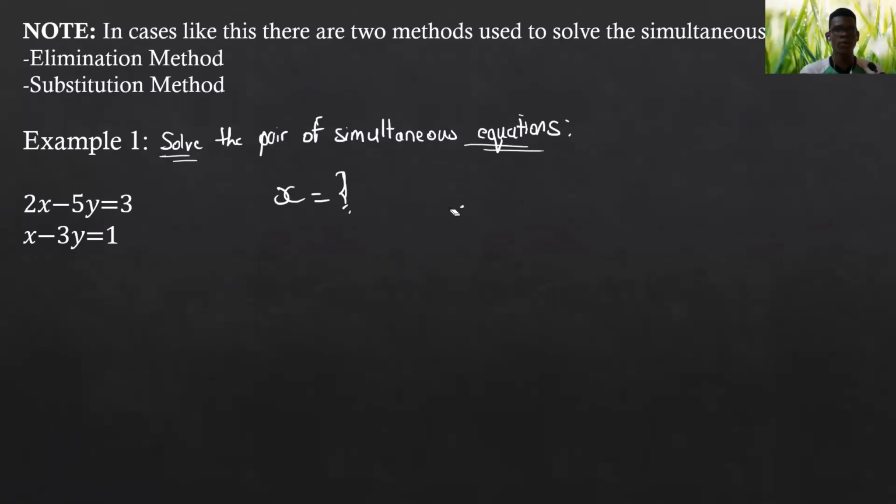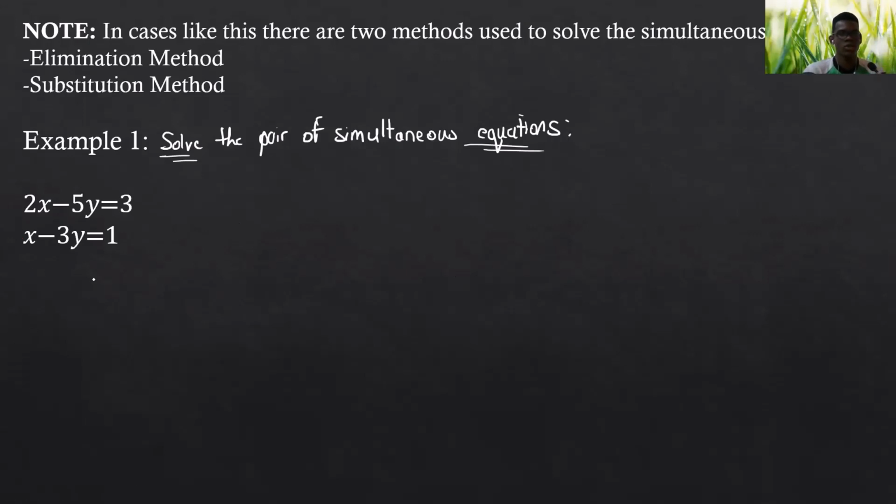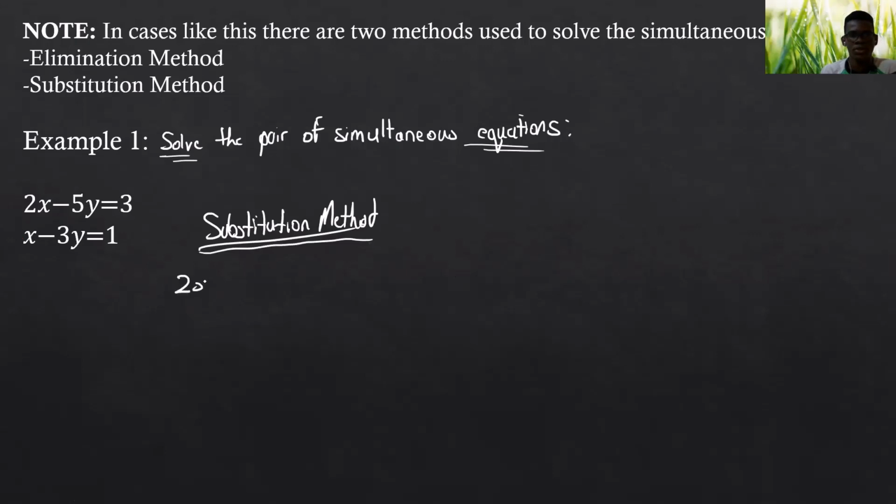Good. So let's use the substitution method first, because I know you guys prefer that one. We're going to use both to solve, but we're going to use the substitution method first. My handwriting is really atrocious, I hope you guys can follow. So we're using the substitution method again to solve for this pair of simultaneous equations. 2x minus 5y is equal to 3.